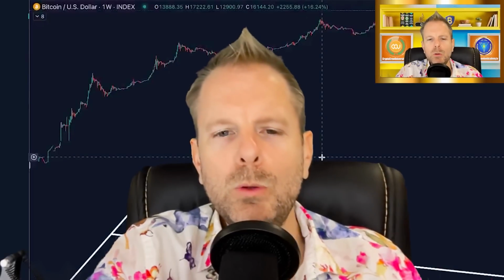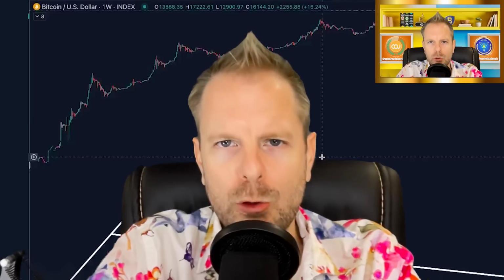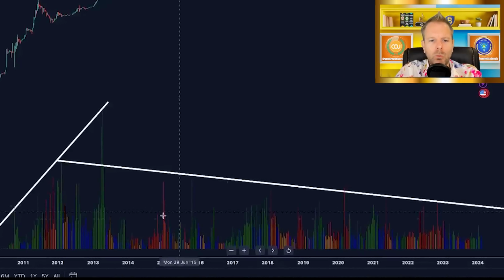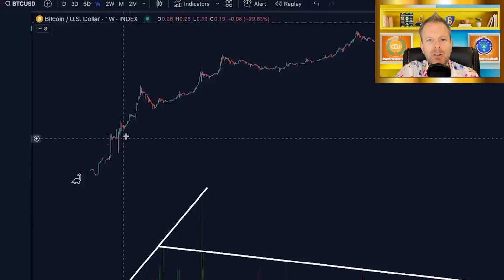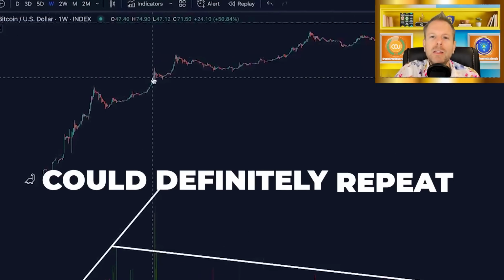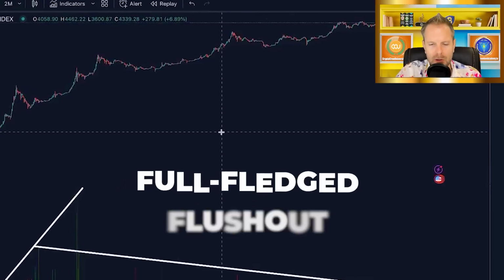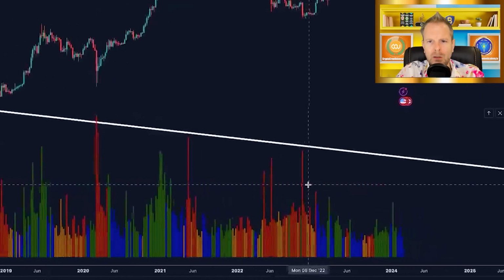So now let's get to the craziness that's been going on and talk more about the short term. Now we have a good understanding of this colored volume indicator. We have an understanding of what each color represents. We have an understanding that, hey, this cycle right here could definitely repeat in the future after a full-fledged flush out. Right? We understand that volume is going down. Let's take a look at what's happening.